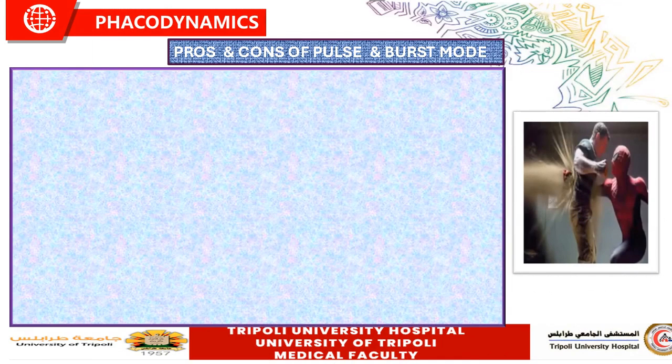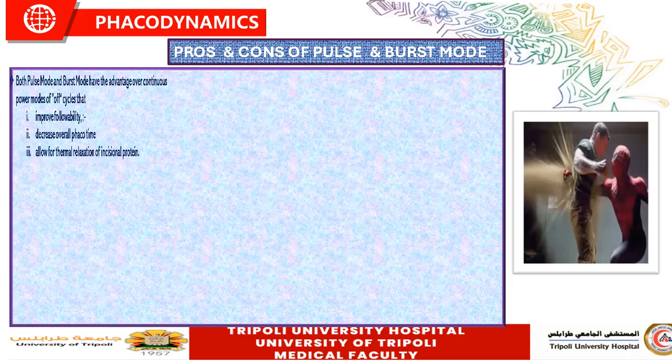Now, what are the pros and cons of the pulse and burst? Each type of ultrasound has an advantage. The continuous mode of the ultrasound has a very high cutting rate, and this makes it very suitable in the beginning of the surgery, especially in scalping and in very hard nucleus. However, the disadvantage of the continuous mode is the amount of energy and thermal production, making the risk of endothelial damage more and the wound burn more. This is why the modulation to a pulse and burst mode makes it better than the continuous ultrasound.